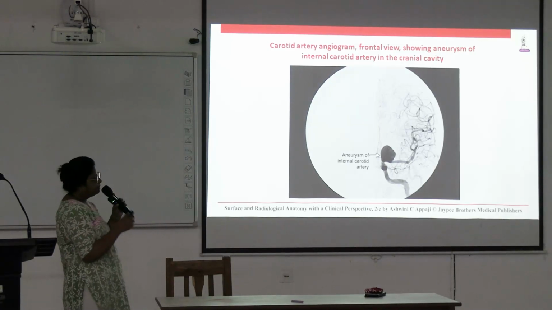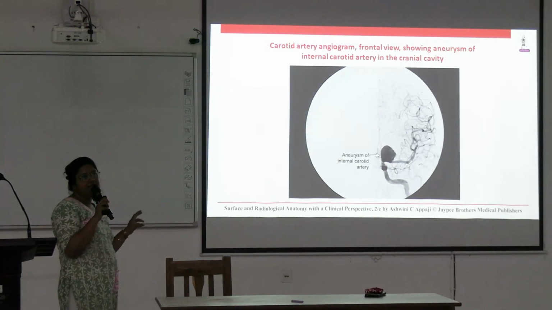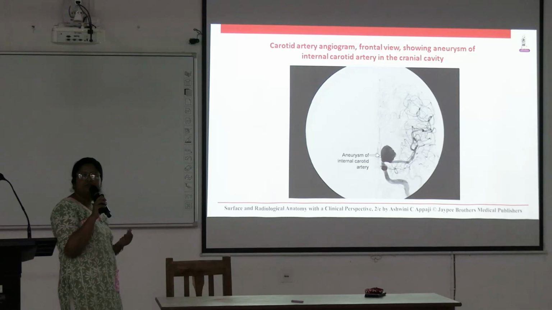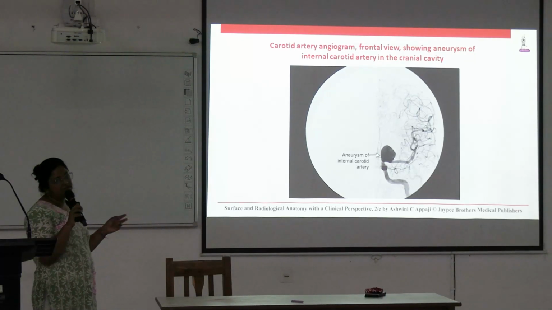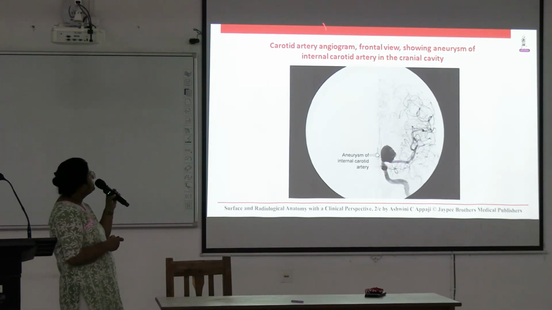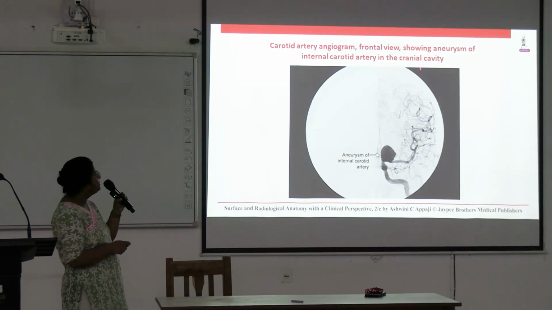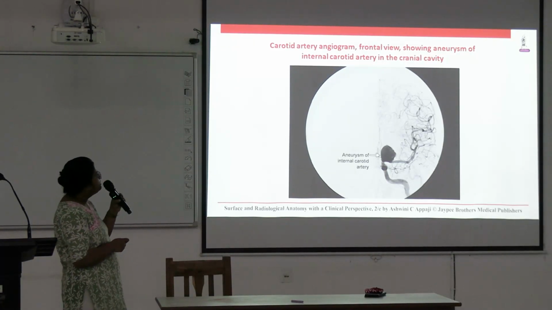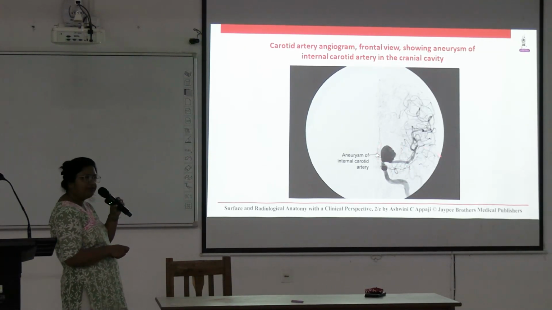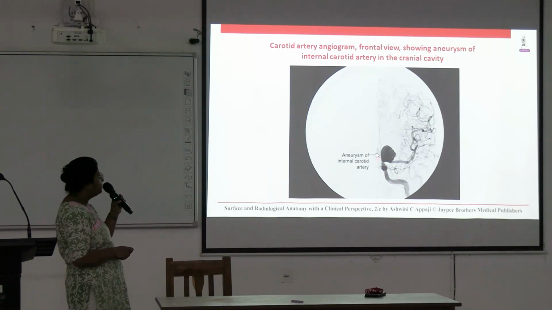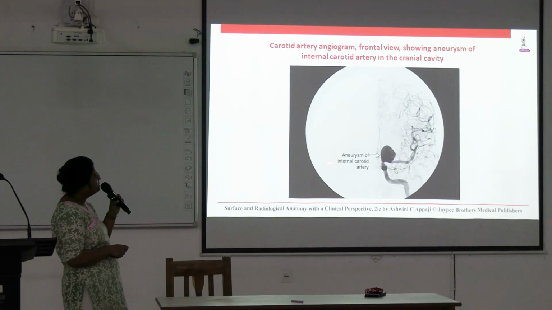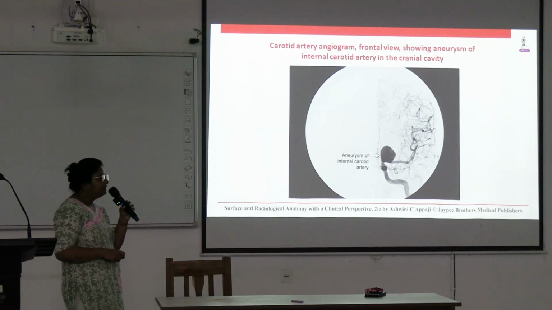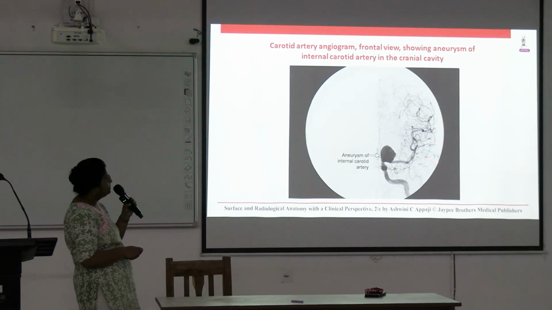So we have discussed normal contrast radiographs. Next, we are going to abnormal contrast radiographs. Here is a carotid artery angiogram, frontal view, showing aneurysm of the internal carotid artery in the cranial cavity. Here you can see dilatation in the course of the internal carotid artery on this side. So this dilatation is due to aneurysm of the internal carotid artery, and the rest of the part is normal.